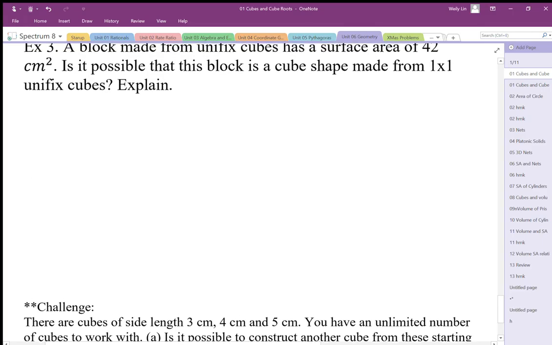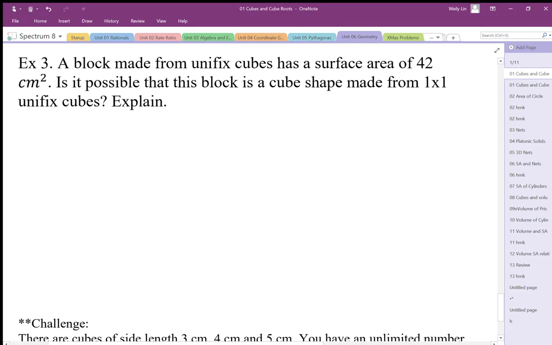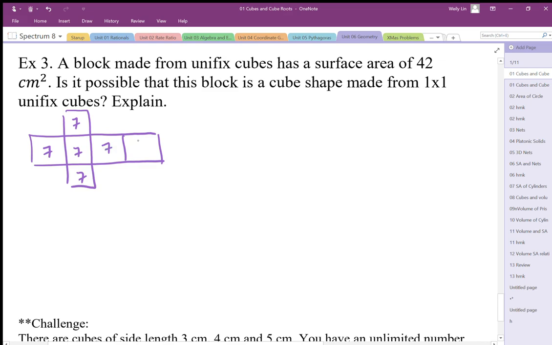So this last problem here is talking about, we have a block made of Unifix cubes that has a surface area of 42 centimeters squared. So we'll do the same thing. We want to know what the square sides look like in terms of their area. So again, I'm going to have my net, and if the surface area is 42, I know that if I divide by 6, every square surface is 7 squares. So is it possible to make this block from 1x1 Unifix cubes?